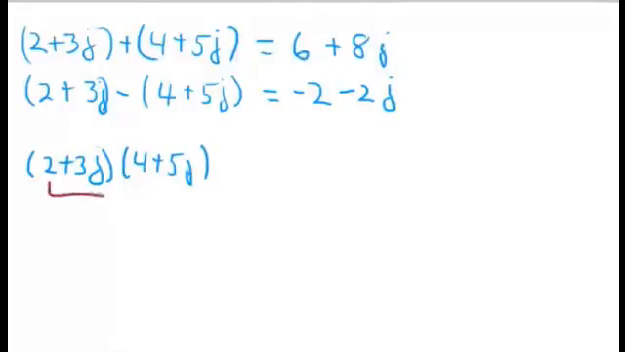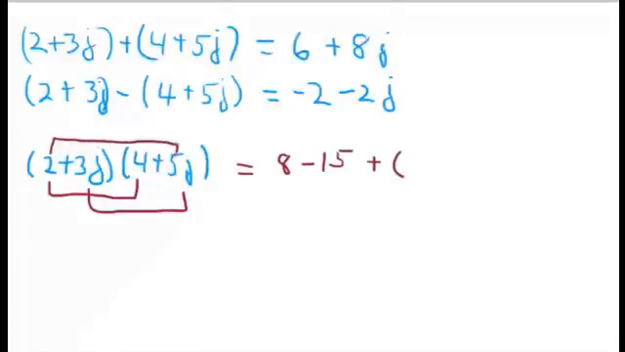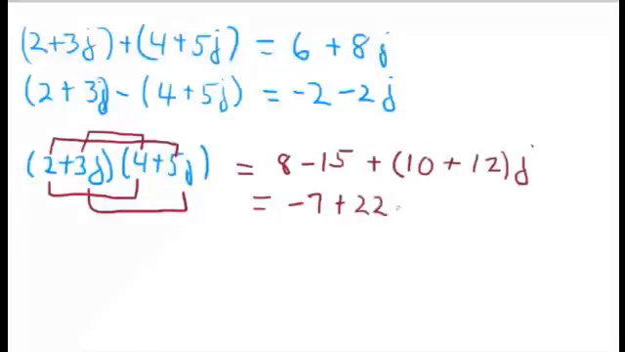I like to get all the real parts first. So I take my 2 times 4 and I get 8. And then I take 3j times 5j. That's 15j squared. j squared is minus 1, so I have minus 15. Those are the real parts. For the imaginary parts, I have 2 times 5j. That's 10j. And I have 3j times 4, which is 12j. So what I have here is minus 7 plus 22j.